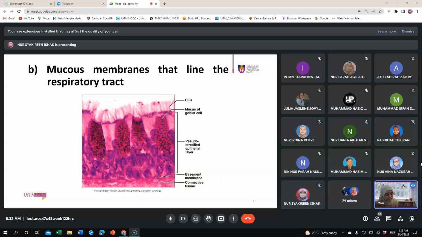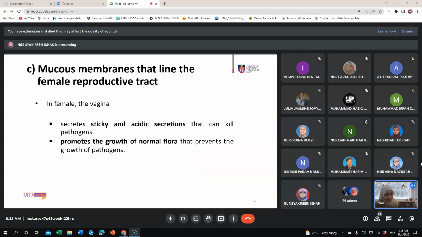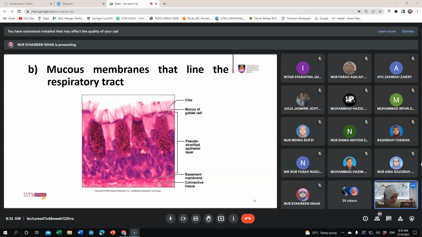So next is the mucous membrane that lines the respiratory tract. Sama je, okay. Cilia. And then you have a specialized cell, we call it the goblet cell. The function of the goblet cell is to produce mucus. And the structure of cells that line the respiratory tract, especially at the trachea region, the structure of the cell is pseudo-stratified epithelial cell.